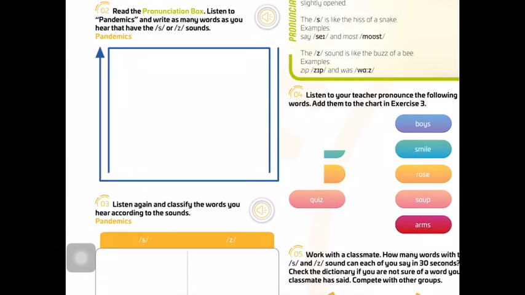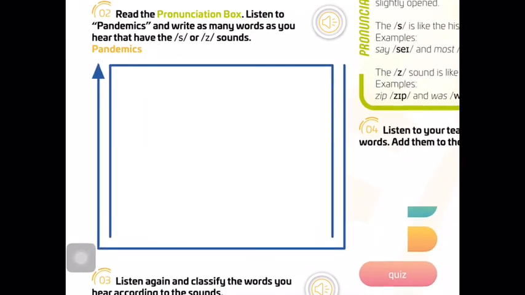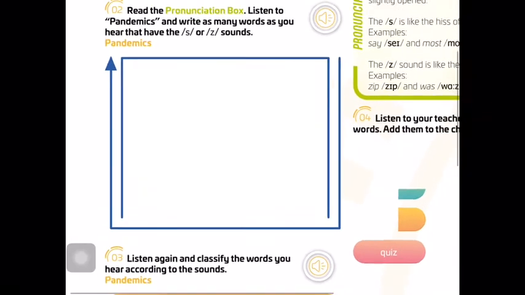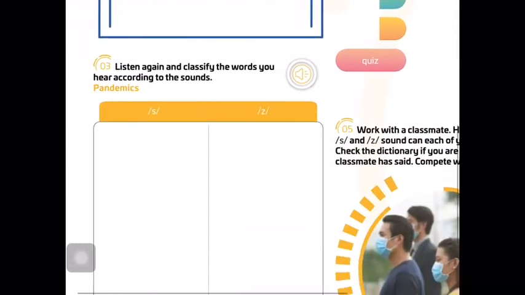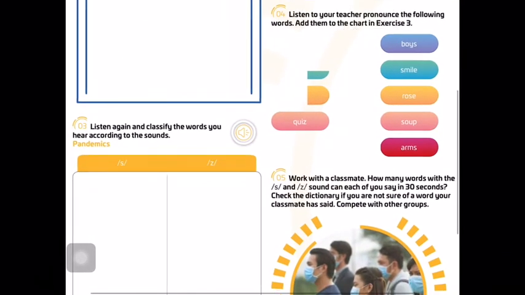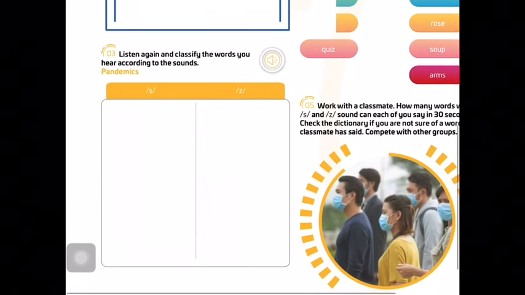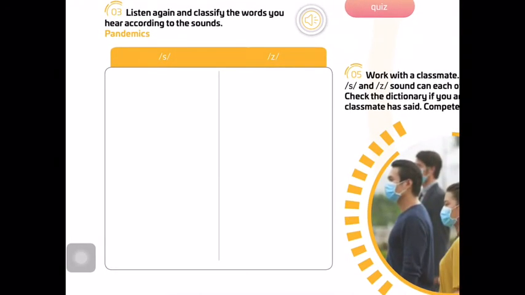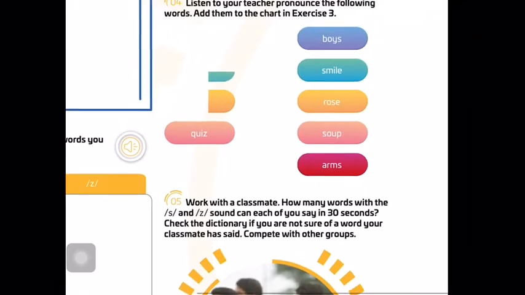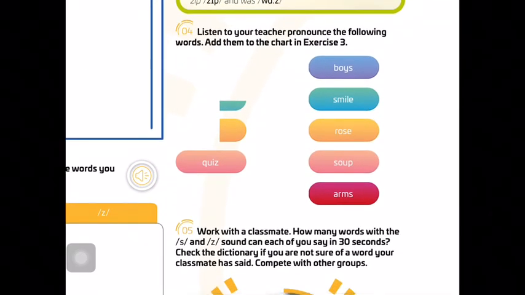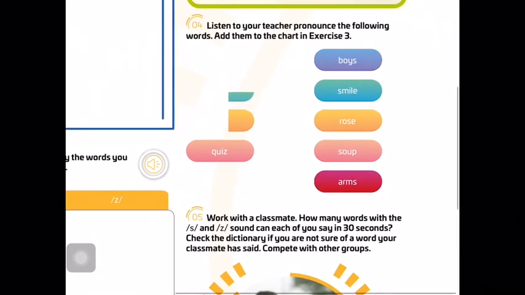Okay, and according to that pronunciation box, you are going to write different words with S and Z in this exercise number 2. Exercise number 3, you just have to listen again and classify the words you hear according to the sounds. S, or Z, like a buzzing. Exercise 4. Listen to your teacher pronounce the following words and then add them to the chart in exercise 3. We have some words here. Okay? Quiz, voice, smile, rose, soup, arms.